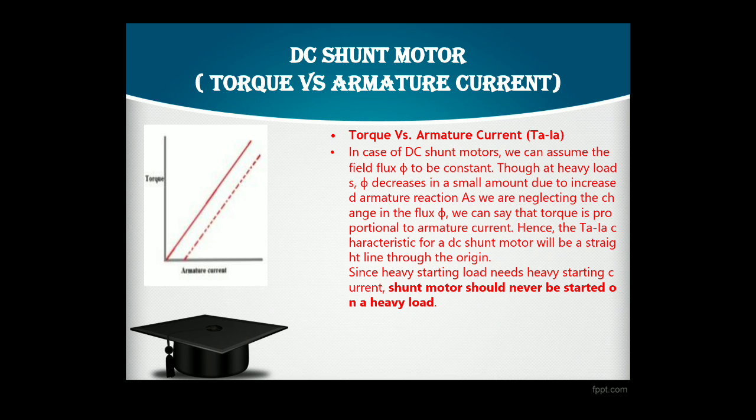So this curve is a straight line through the origin. Since heavy starting load needs heavy starting current, a shunt motor should never be started on a heavy load, because if a heavy load is attached, the torque cannot be generated. It is not a high starting torque motor; the starting torque of the shunt motor is not high as compared to the DC series motor.